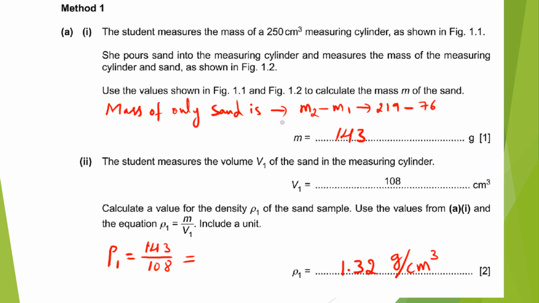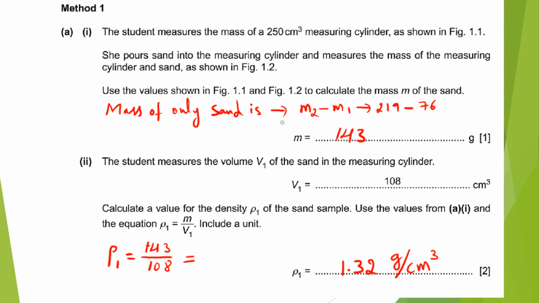Part A. The student measures the mass of a 250 centimeter cube measuring cylinder as shown in figure 1.1. She pours sand into the measuring cylinder and measures the mass of the measuring cylinder and sand as shown in figure 1.2. Use the values shown in figure 1.1 and figure 1.2 to calculate the mass m of the sand.